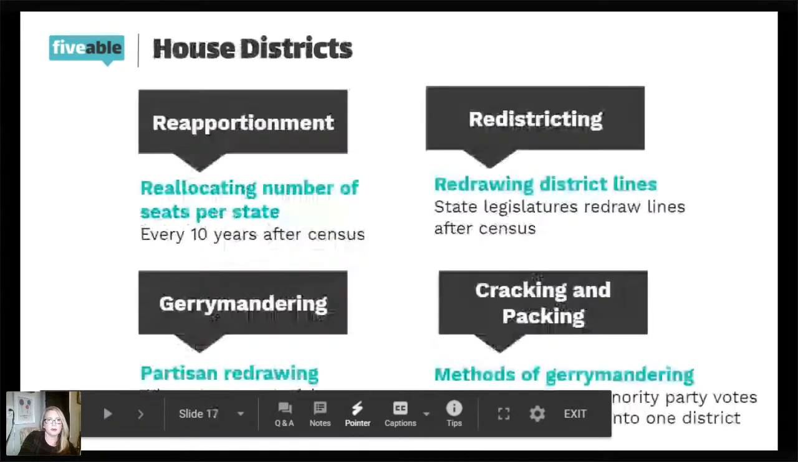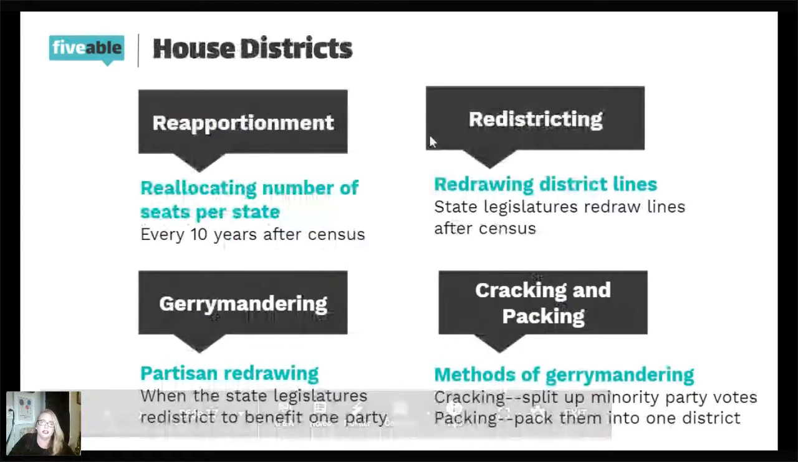Okay. So here I want to talk about some terms that get a lot of kids confused, the difference between reapportionment and redistricting. So the Constitution gives a certain amount of House district seats, but it's capped at 435. So what happens is as the population changes, say it moves from the Rust Belt to the Sun Belt, for example, because the population is moving, then the states that have gained population should gain seats, and the places that lose population should lose seats. And so reapportionment is the reallocating of number of seats per state. And this happens every 10 years after the census.